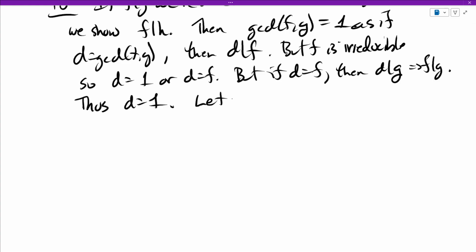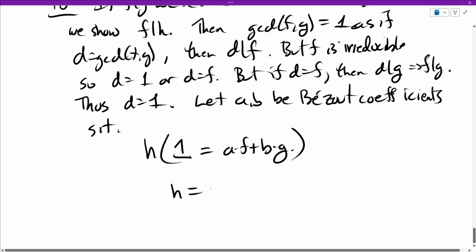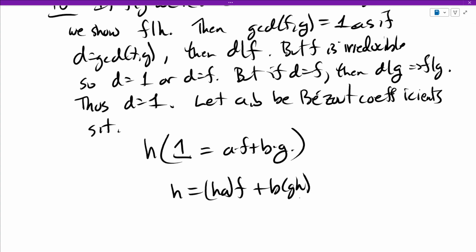Now let's let A and B be Bezout coefficients for the GCD of F and G. So that means that the GCD, which is 1, is equal to AF plus BG. All right, now what we're going to do is take that and multiply through by H. If we multiply through by H, we get H is HAF plus BGH. The order of multiplication doesn't matter because we're commutative, so I'm just associating like this.